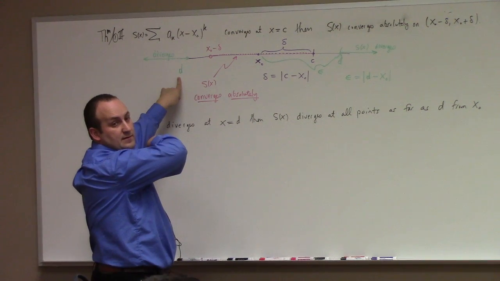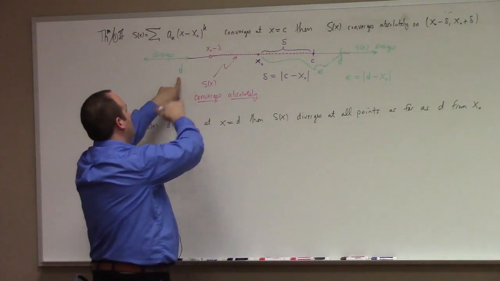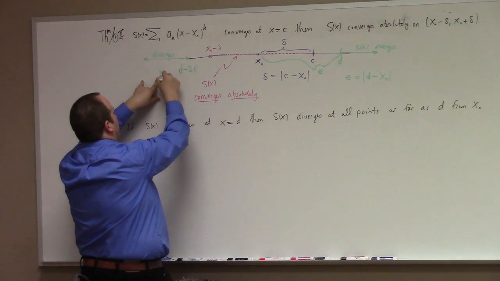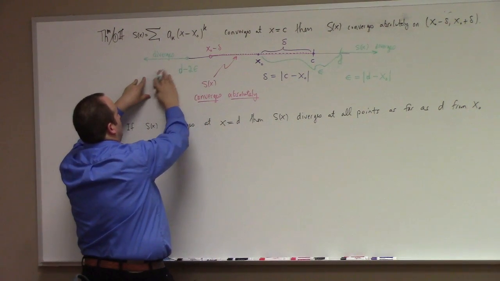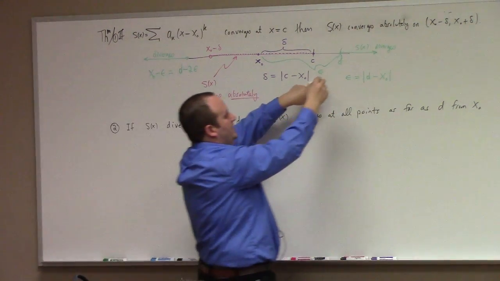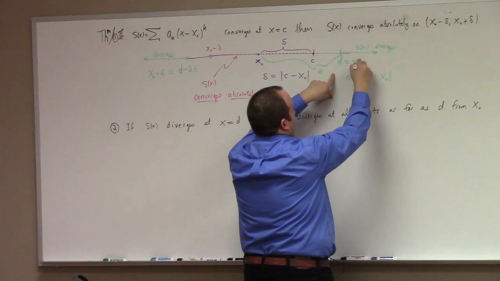What's that? x naught minus epsilon, yep. So it would be D minus 2 epsilon, which would also be x naught is equal to x naught minus epsilon. Of course, this point over D, I can also write D is equal to x naught plus epsilon, right?